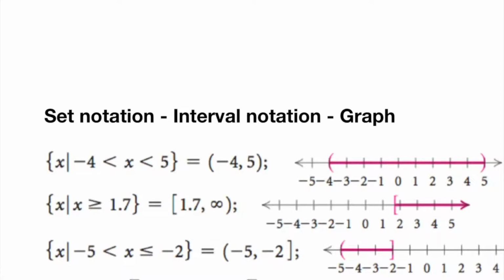So we've been using set notation that looks like this. If you want to talk about all of these numbers in between -4 and 5, and you don't want to actually include -4 and 5, then we know that you can use a set notation to look like this. All x such that -4 is less than x is less than 5.